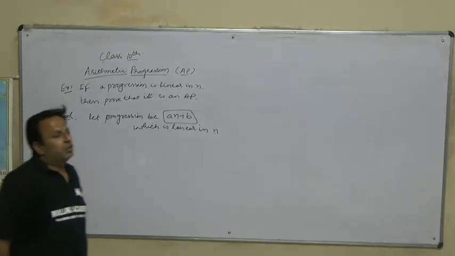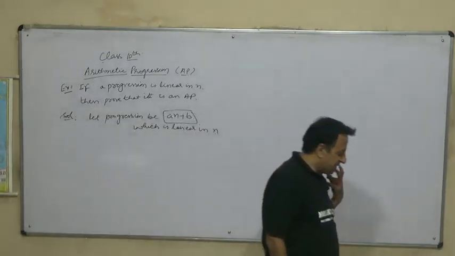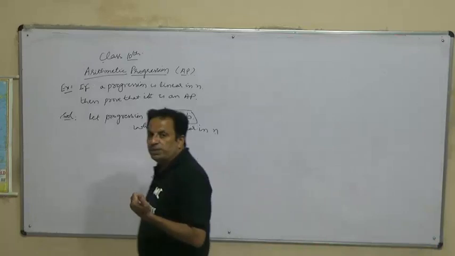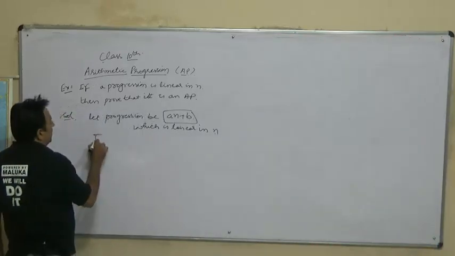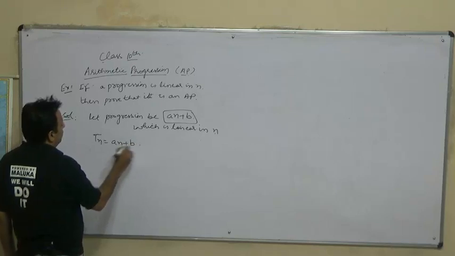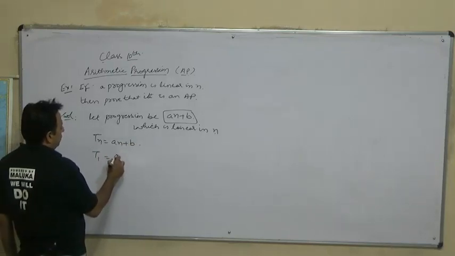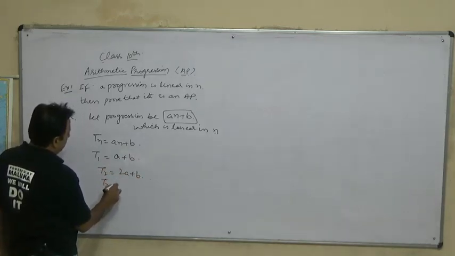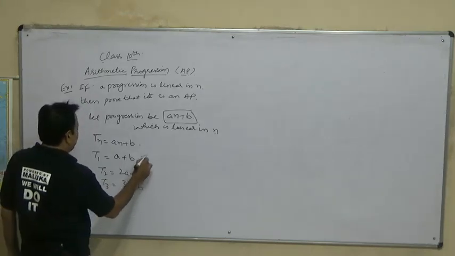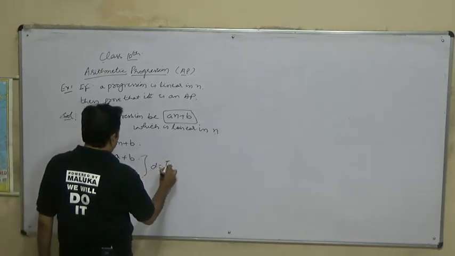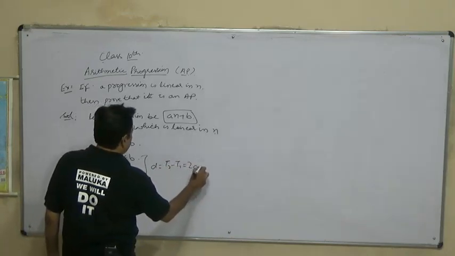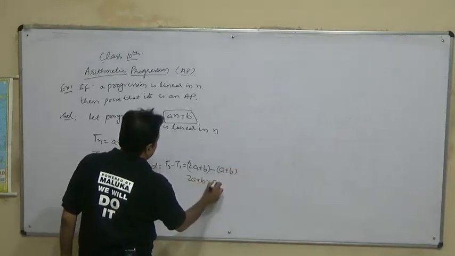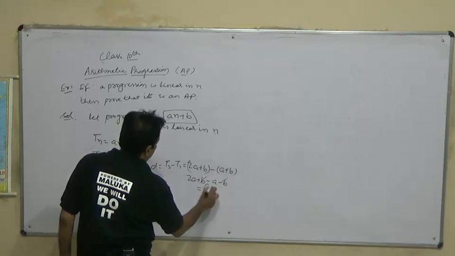How do we prove it? We will find two consecutive terms of this progression and check for the difference. The difference must be constant. So Tn is an plus b. What will be T1 here? This will be a plus b. T2 will be 2a plus b. T3 will be 3a plus b. And we get the difference here. The difference will be T2 minus T1: 2a plus b minus a plus b. So 2a plus b minus a minus b, this cancels out, and comes out to be a.